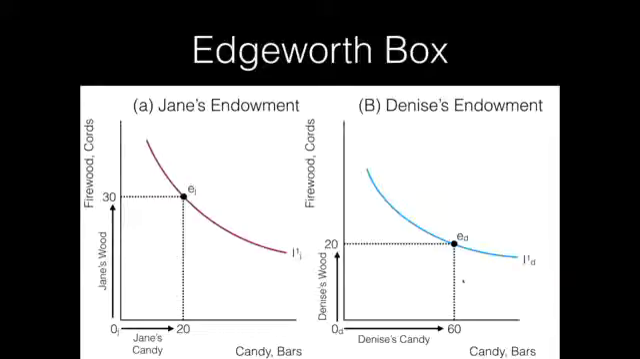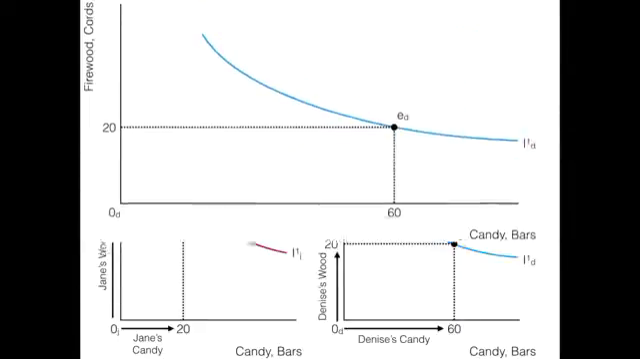The thing that I want you to understand with this Edgeworth box is we're going to be representing both of these individuals at the same time. This is going to cause one person to have an origin at the typical origin, the lower left. But what we're going to do is rotate the other individual's, in this case Denise's, 180 degrees, so her origin is in the top right. So let me show you what I mean by that.